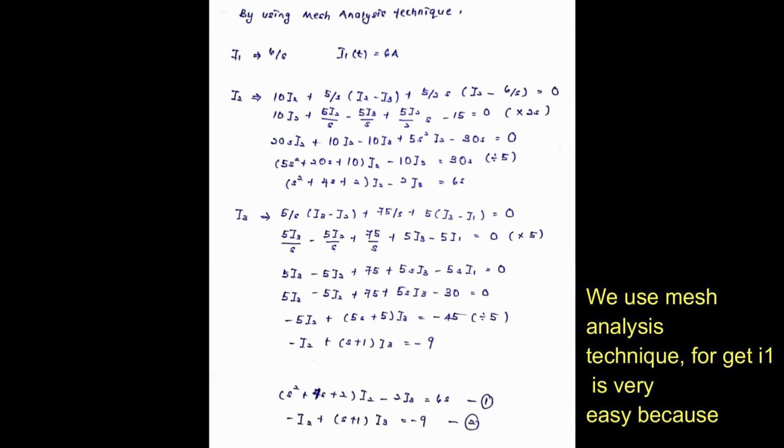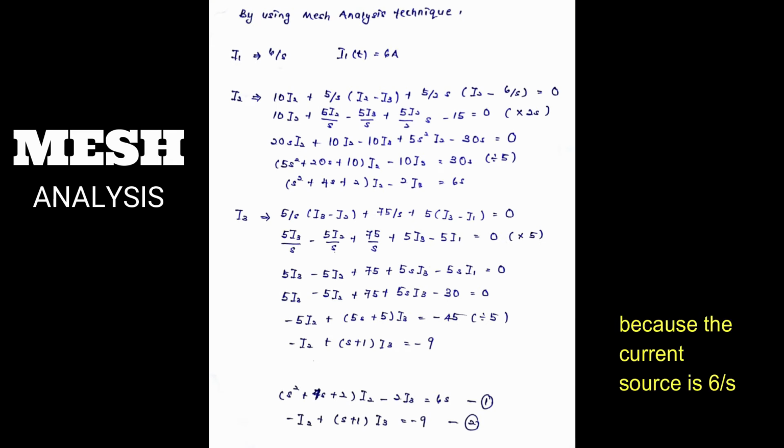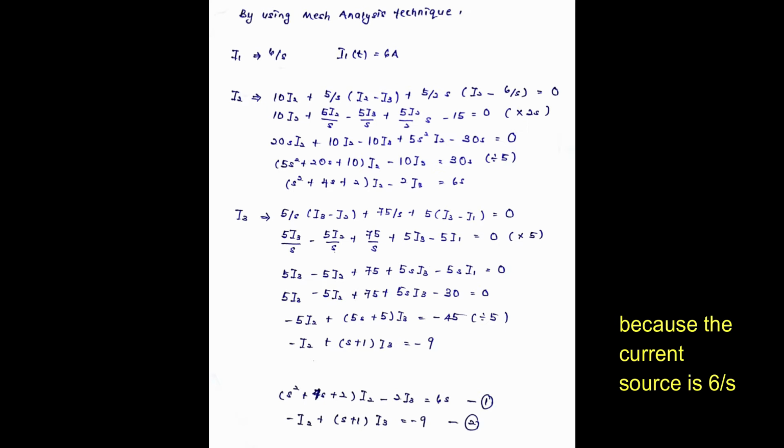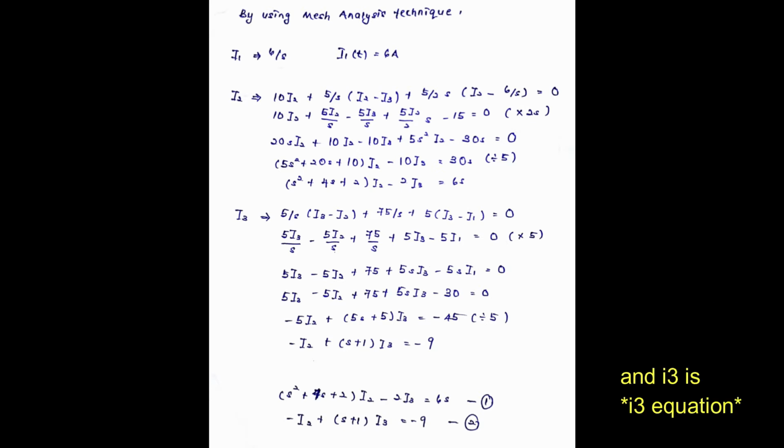So we use the mesh analysis technique. For I1, it's very easy because we can find it directly: the current source is 6 over S. For I2, it is (S squared plus 4S plus 2) times I2 minus 2 times I3 equal to 6 over S, and for I3, it is negative I2 plus (S plus 1) times I3 equal to negative 9.